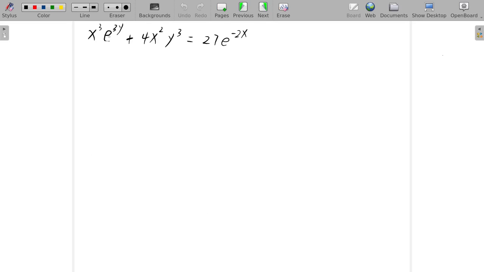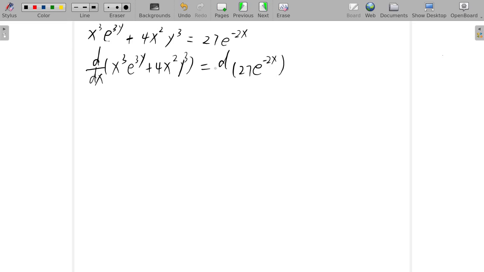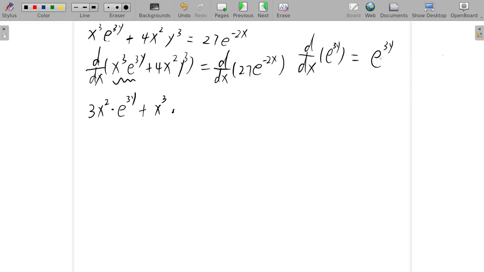Have a look at the second one. First step, we take the derivative of both sides. The change in x cubed times e to the 3y plus 4x squared y cubed with respect to x equals the change in 27e to the negative 2x power with respect to x. 3x squared times e to the 3y power plus x cubed times the change in e to the 3y with respect to x. It equals e to the 3y power. We use the chain rule. We have 3 here, so with the chain rule, we multiply by 3. Keep going.